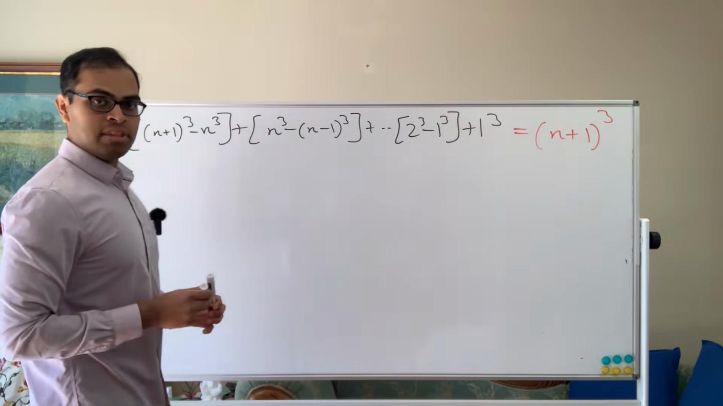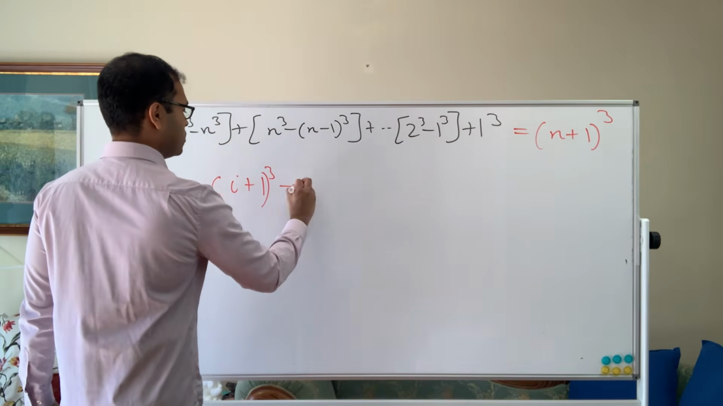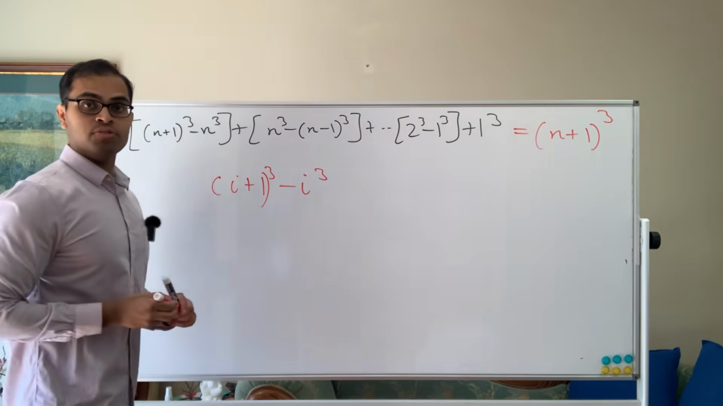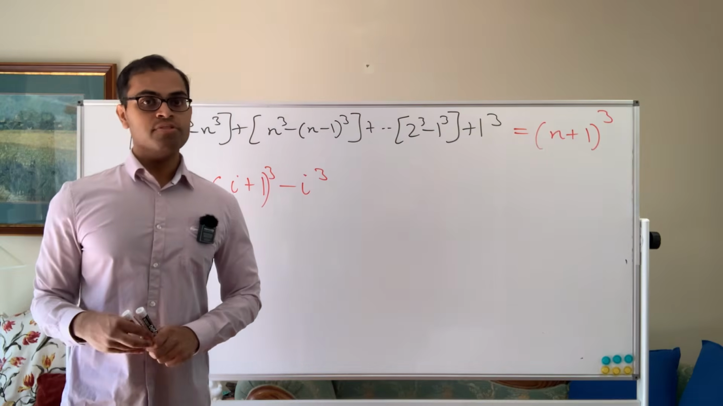So I'm going to do the same thing as before. I'm going to take I plus 1 cubed minus I cubed. Okay, so what is the difference of two successive cubes? We can use either the generalized binomial theorem or the difference of cubes formula.